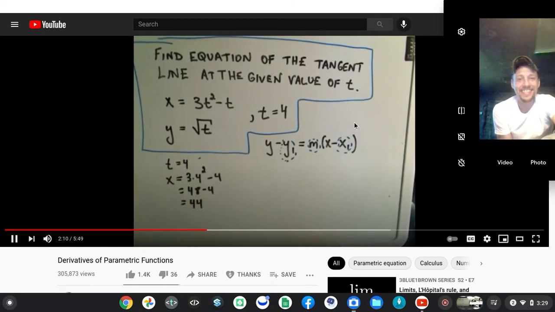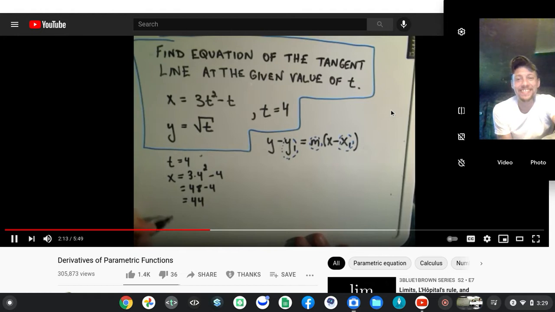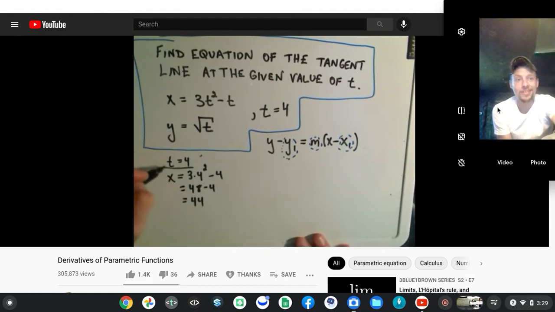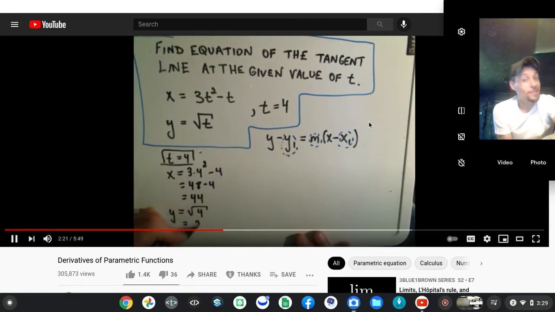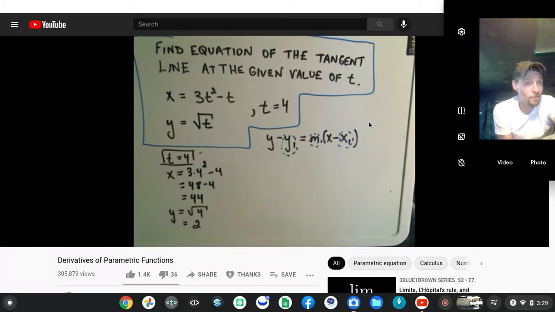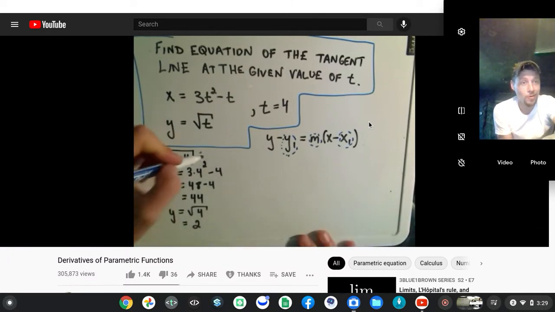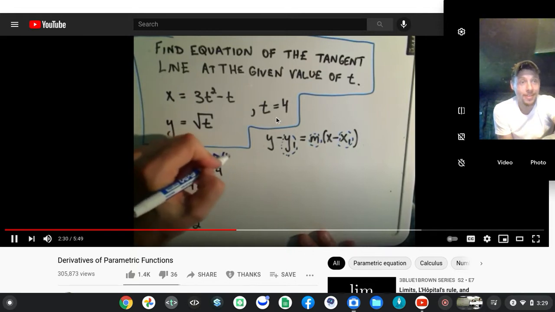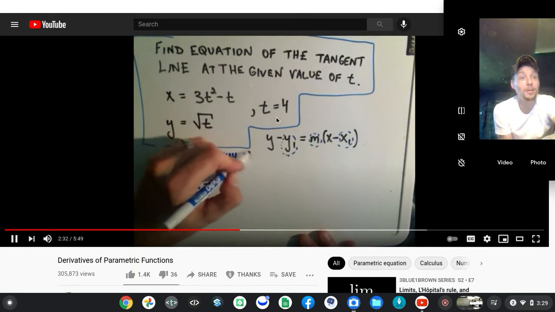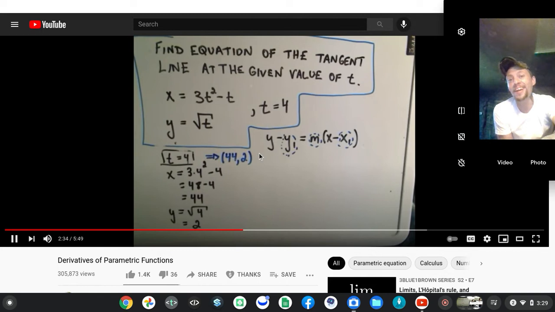Likewise, it says if t equals 4, we'll get y equals square root of 4, or we'll simply get that y equals 2. So that means when t equals 4, the curve is actually going through the point 44 comma 2.